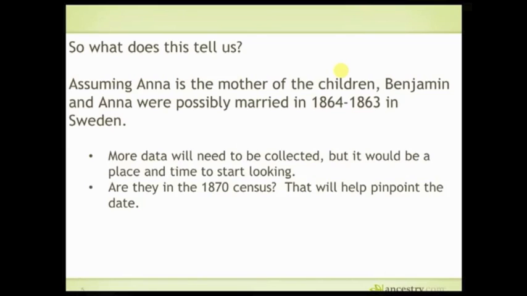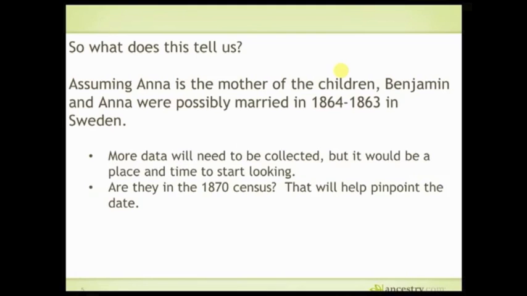Assuming Anna is the mother of the children, Benjamin and Anna were possibly married in 1864 or 1863 in Sweden. Maybe, maybe not. There may be other children who are not living in the household right now, so they may have been married before that. But at least it gives us a place to look. If you're going to look for a marriage record, Benjamin and Anna Anderson are not the most uncommon names, so having a place and a time frame to look at is really useful.